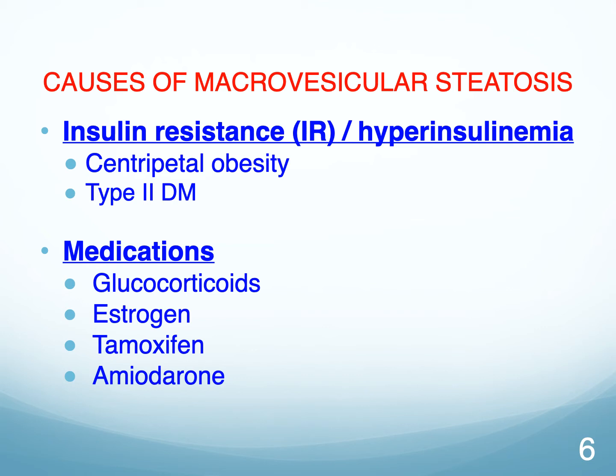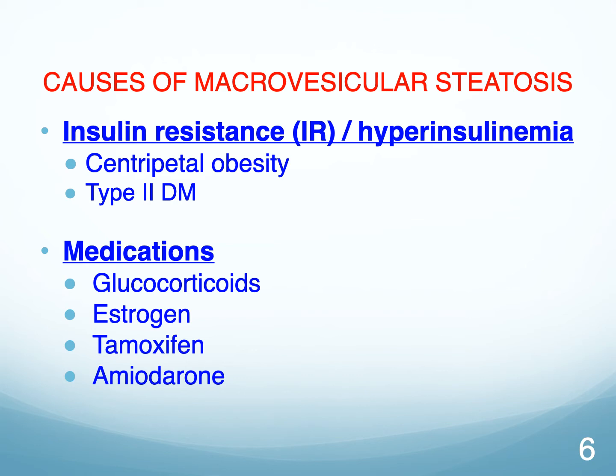The causes of macrovesicular steatosis, or accumulation of fat, are secondary to insulin resistance. In here, we have centripetal obesity, wherein most of your patients will have type 2 diabetes mellitus. And the use of corticosteroids, estrogen, tamoxifen, and amiodarone can influence the liver in producing macrovesicular steatosis.